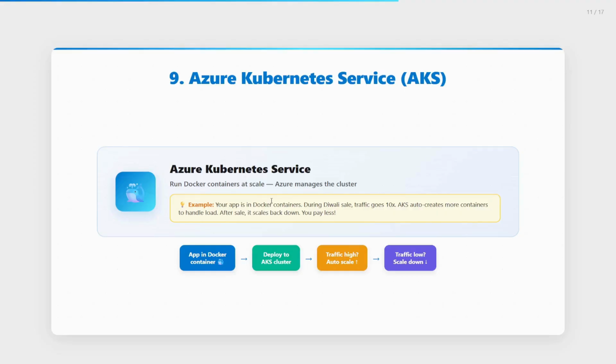For example, suppose your food delivery app is in a Docker image, in a Docker container. On normal days, 3 containers handle all the traffic. But during an IPL cricket match, orders go to 10x, right? So what does it do? AKS detects the load. It will automatically detect the load.